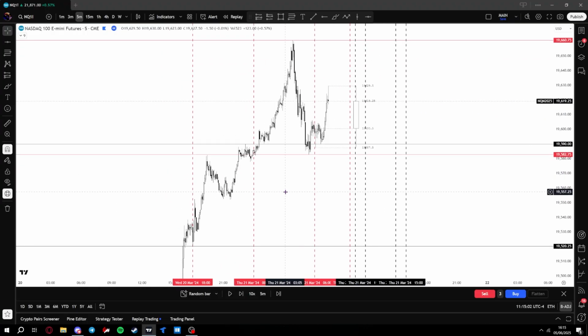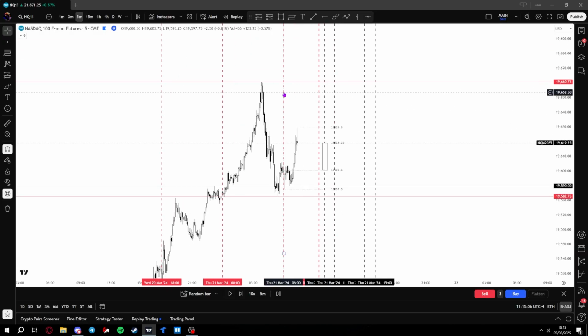Now we can see Asian highs got swept. So now we're going to look for shorts. If a high gets taken, we look for shorts. If a low gets taken, we look for longs. So let's just get rid of all of this.